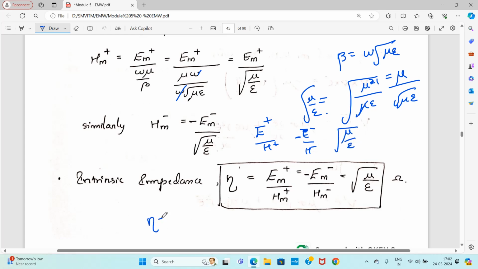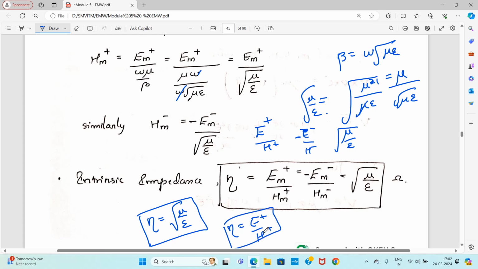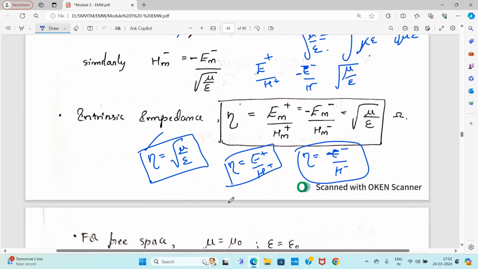So remember this formula: η is root of μ by ε. Also, η is the ratio of E by H. Positive values mean positive sign; if it is negative values, it will be negative sign, minus. Based on the data given in the problem, you have to choose one of these equations to find intrinsic impedance. This is the second parameter, which is very important. They may ask you the derivation or they may just ask you problems based on this. So this is the second one, intrinsic impedance η.